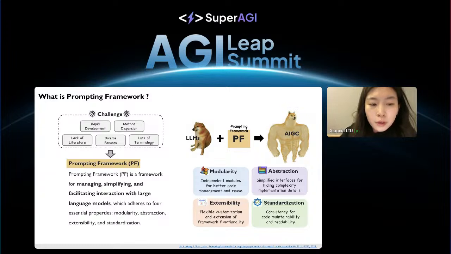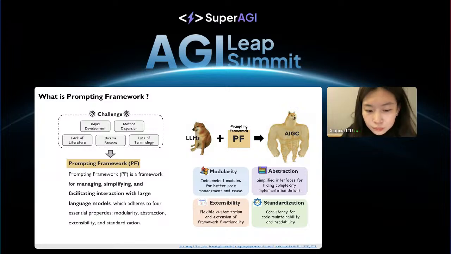And a prompting framework is a framework for managing, simplifying, and facilitating interaction with large language models, which adheres to four essential properties: modularity, abstraction, extensibility, and standardization. Specifically, like the figure on the right, modularity is breaking down the structure of the prompting framework into independent modules for ease of code management and reuse. Abstraction provides a high-level simplified interface in the design of the prompting framework to hide complex implementation details. Extensibility allows users to feasibly customize and extend the functionality of the framework as needed. And standardization ensures consistency in development to improve code maintainability and readability.